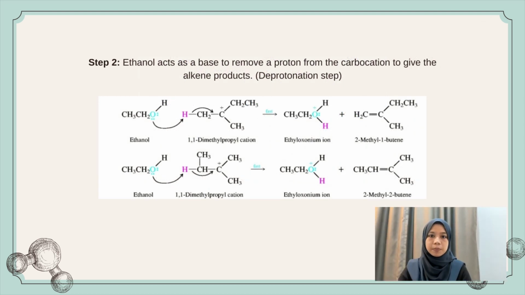Moving to the second step, after the ionization, ethanol serves as a weak base in this step. The lone pair of electrons on the oxygen atom of ethanol can act as a base, and it abstracts a proton from the positively charged carbon. The deprotonation results in the formation of the alkene products, which are 2-methyl-1-butene and 2-methyl-2-butene, and a water molecule. The water molecule is formed because the proton that is removed combines with one of the hydrogen atoms from the ethanol.